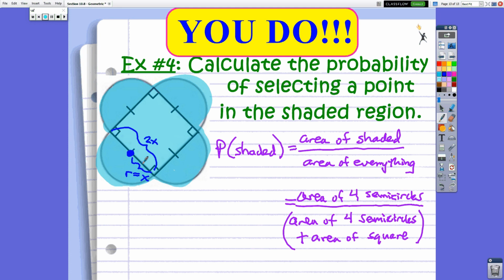And even if you make up a number for x, for the radius, you'll still get the same answer as if you'd used variables. So we will definitely discuss making up numbers and using variables for this one the next day in class. And that is all for this geometric probability lesson.